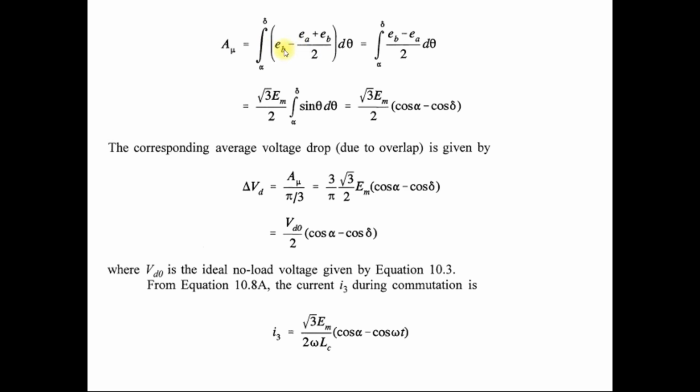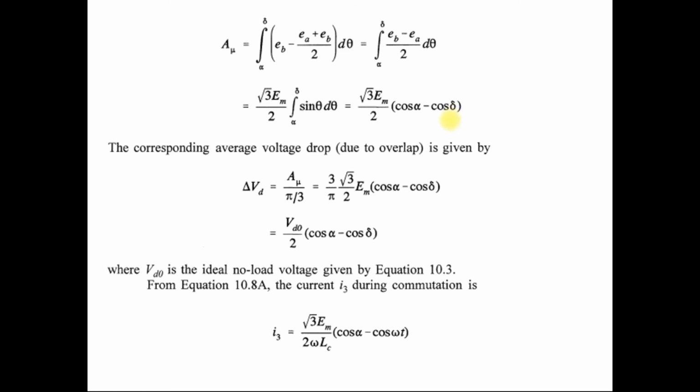So after simplification of this, that becomes (EB minus EA) by 2, and we know that EB minus EA is the EBA phase. In terms of sine, we can write root 3 m sine omega t. So replace this EB minus EA by root 3 m sine omega t, divide by 2, again take integration of sine, so that is minus cos theta. Clear? So after simplification, you get root 3 Em by 2 (cos alpha minus cos delta).